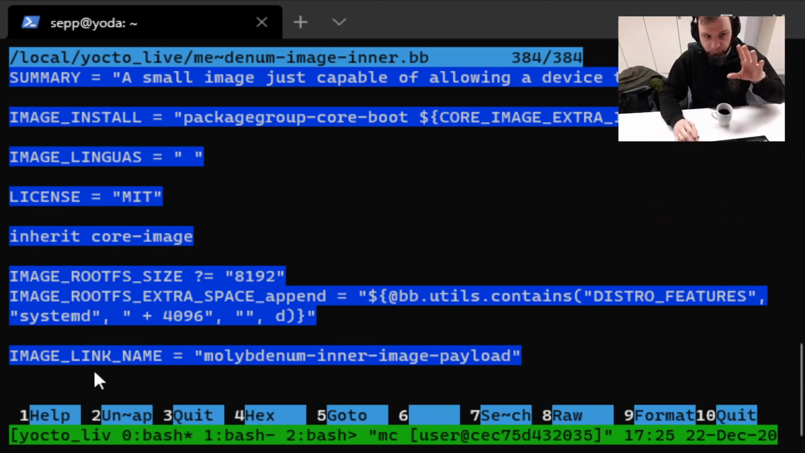There are always places where you can polish things in the distro, in the configs, and basically everywhere. But in a nutshell, we have one image called molybdenum image outer that installs a package called molybdenum payload, which multiconfig depends on molybdenum image inner, and that's it. Okay? I think that makes sense somehow.